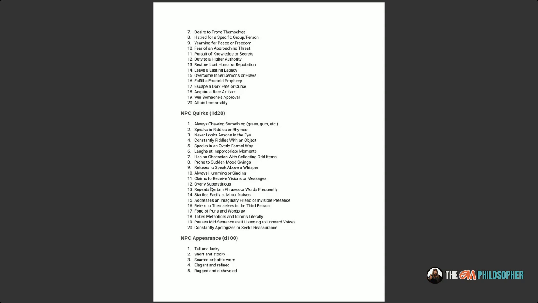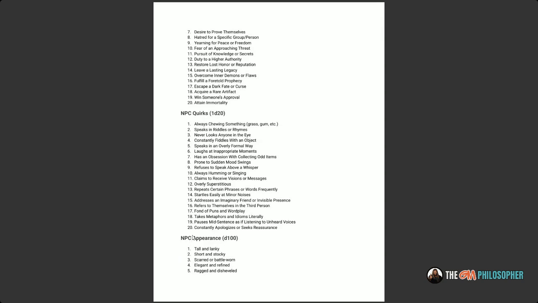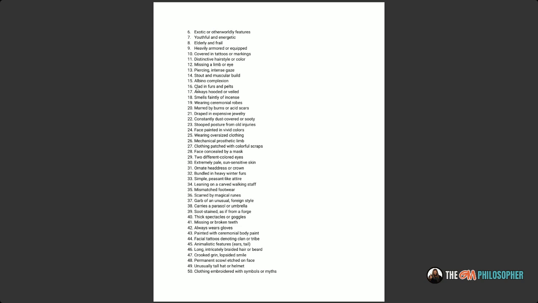Quirks. Does your villain have any quirks? Sometimes adding quirks to a villain is a really great way to make them stand out and make them more lifelike. Of course, we have appearance. Now, this is a D100 appearance table, so you can roll massively on different appearance things. This is really awesome if you're just not quite sure and you want a starting point for how you want your villain to look.